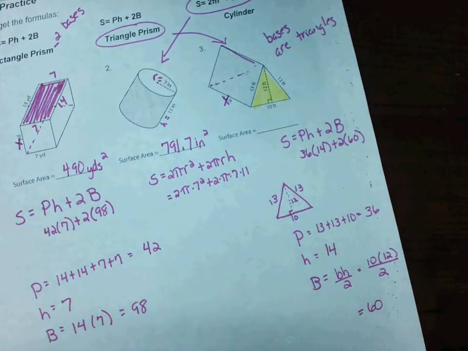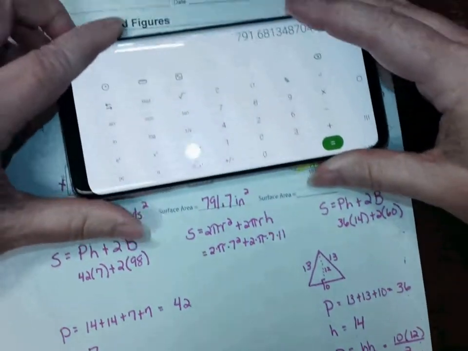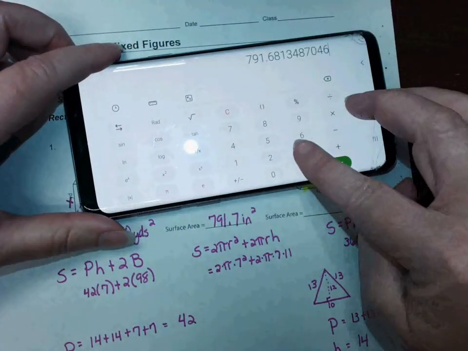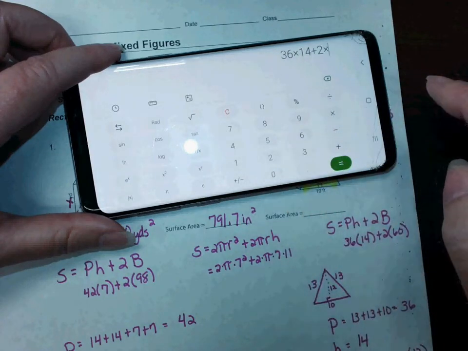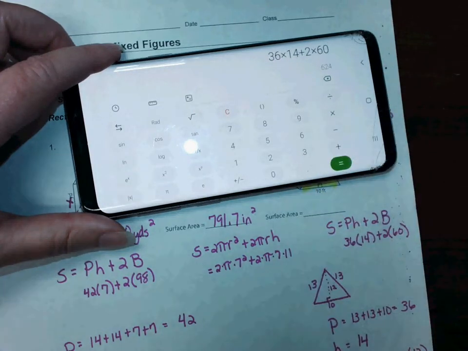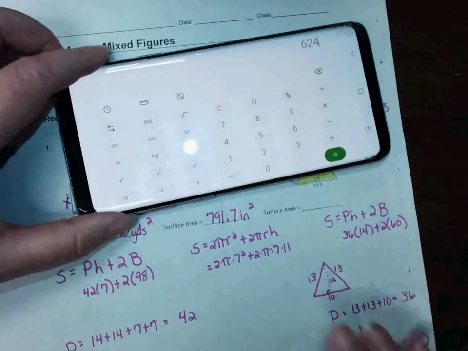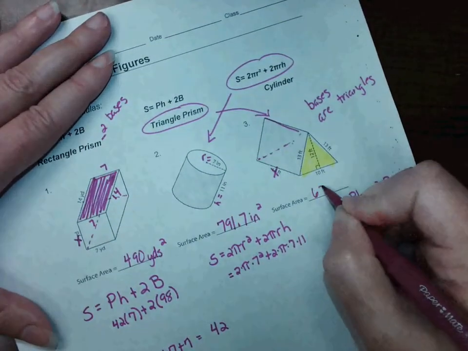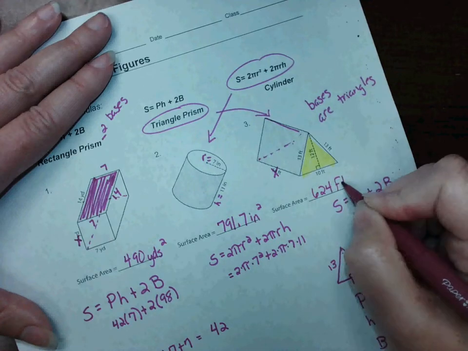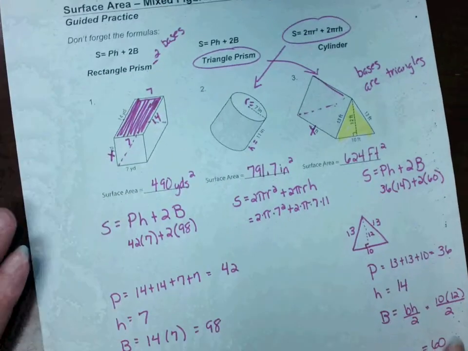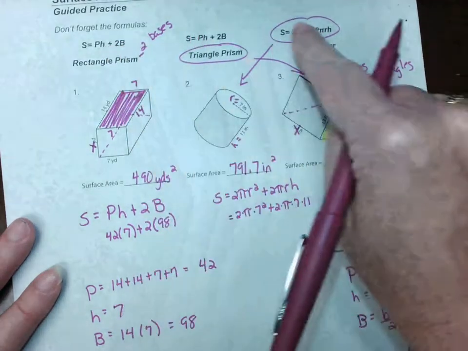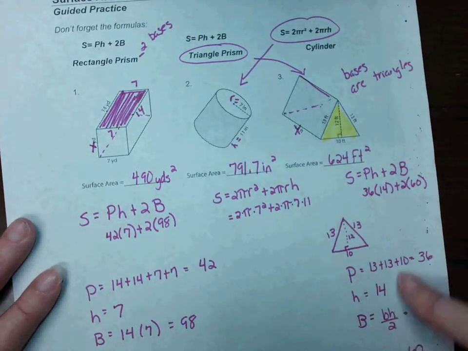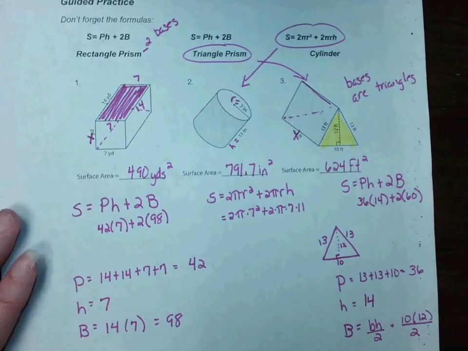And then I'm just going to put that into the calculator. 36 times 14 plus 2 times 60. 624. 624 feet squared. So you just determine what the figure is and find the formula and find the pieces that you need and plug it in. That's it.